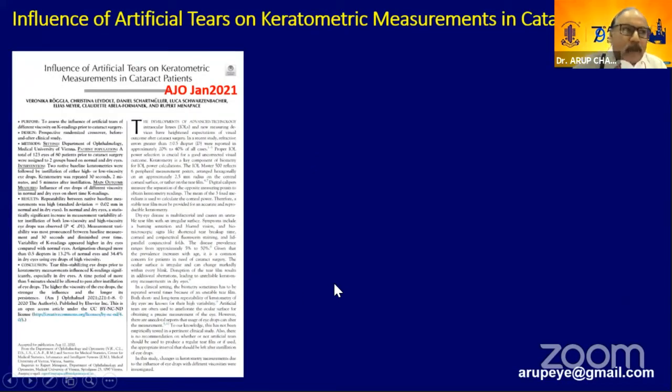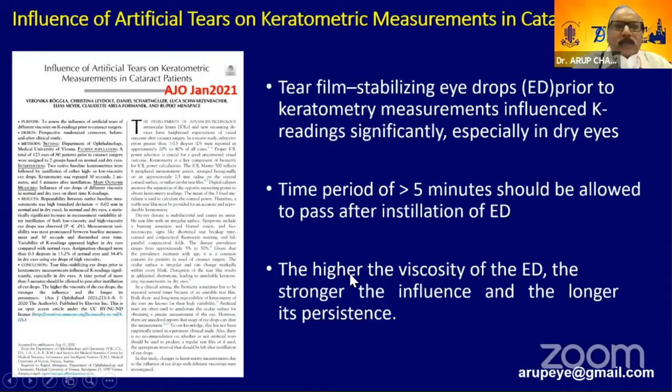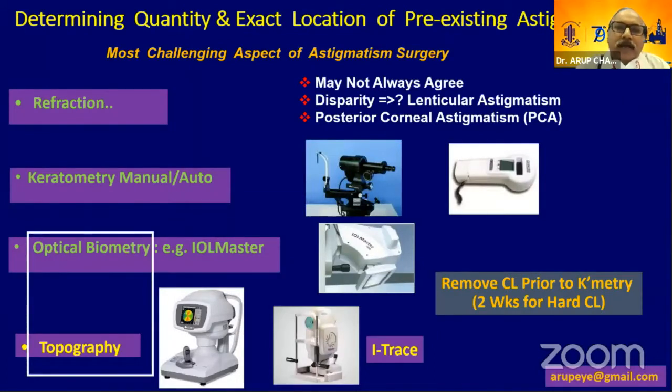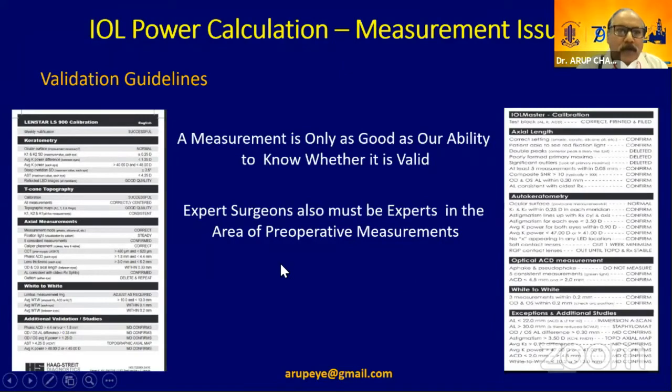We also have thought about using artificial tears. This is, I think, quite a common practice just before biometry. It should not be done. And if you have put artificial tear drops in the patient's eye, please wait for at least 5 minutes before you perform the biometry. I use multiple devices to get my biometric parameters, particularly for toric IOLs. And if a patient is using contact lenses, they have to be removed a couple of days prior to keratometry, and for hard contact lenses, 2 weeks prior to keratometry.